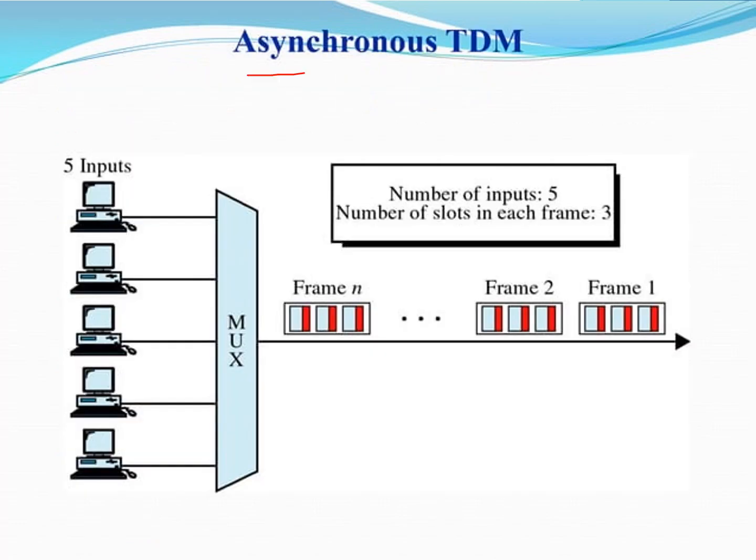This is how asynchronous time division multiplexing works. We have 5 systems, but only 3 systems are going to transfer data. So only those 3 systems will be given time slots in the frames. So this is the overall process of multiplexing. We have 3 different types of multiplexing and each works in a different way.